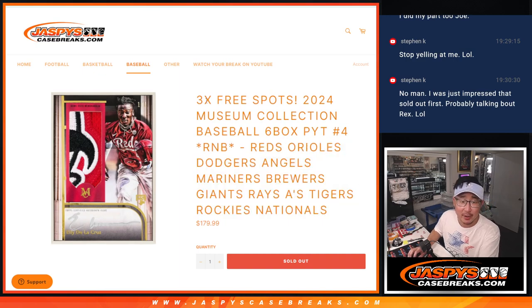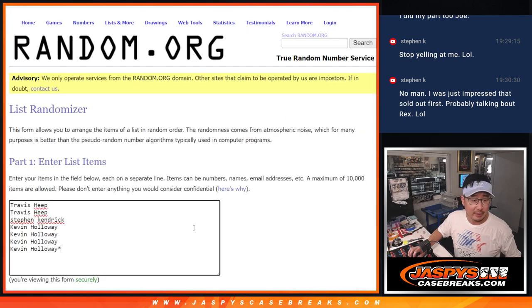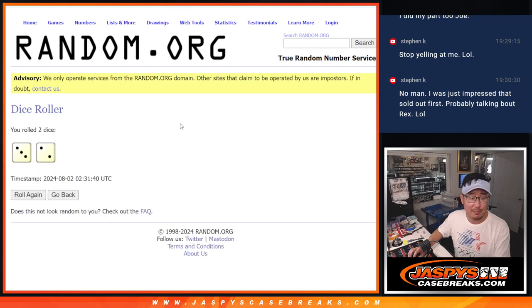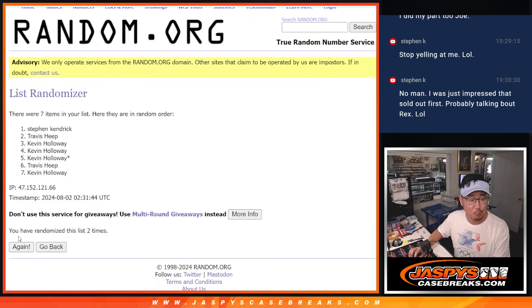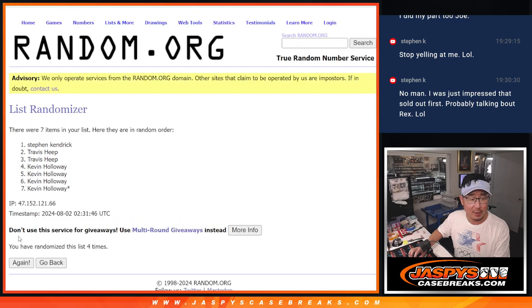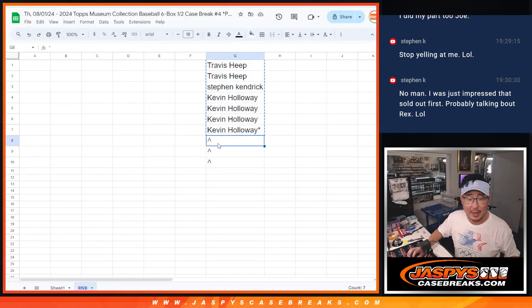Teams right here. Three extra spots given away here as well, so we're only selling seven outright. So we're going to gather these seven names, and our first of two dice rolls, top three, will get extra spots. Top three after three and a two, five times. One, two, three, four, and five. After five times, Travis, Kevin, Kevin. Extra spots going your way after five.